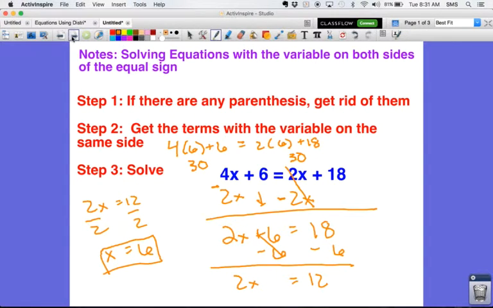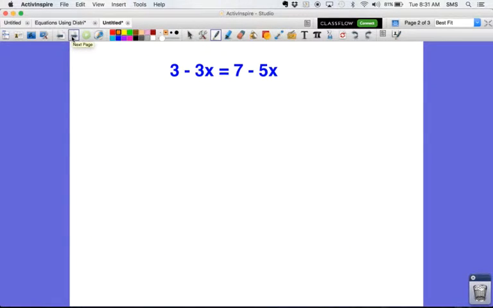Okay, let's look at another one. Again, very, very similar. So I have 3 minus 3x equals 7 minus 5x. So what I want to do is, one, check to see if I have any parentheses to get rid of, and I don't. So now what I need to do is make a decision, and move either the negative 5x over to the left side or the negative 3x over to the right side.